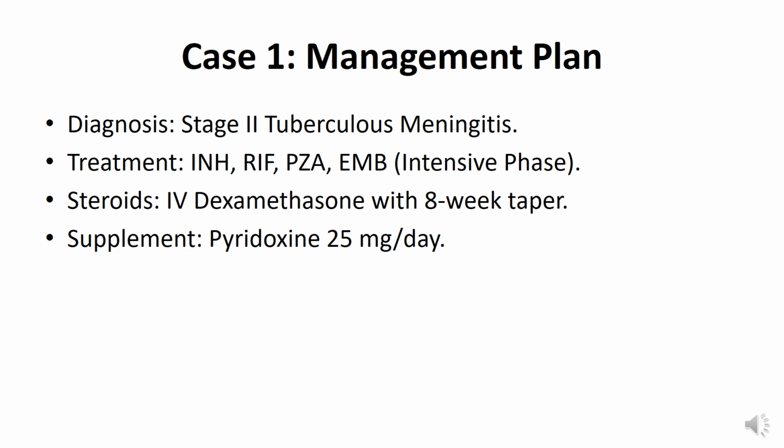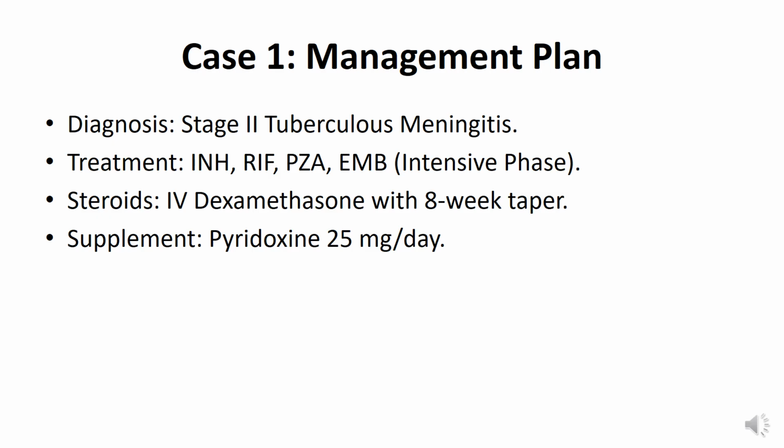The treatment plan also includes pyridoxine, also known as vitamin B6. The patient receives 25 mg daily alongside isoniazid therapy. This simple supplement serves an important purpose. Isoniazid can interfere with vitamin B6 metabolism and increase the risk of peripheral neuropathy.